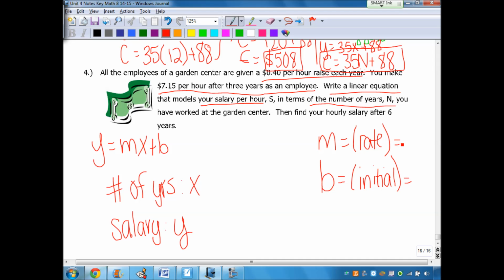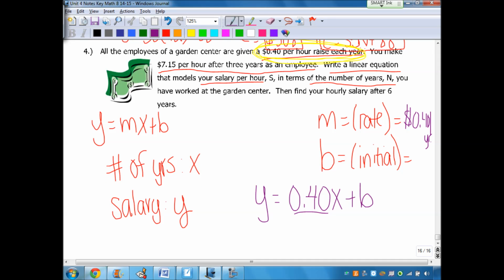Okay, so our rate is given to us in the problem. Sometimes it tells us, sometimes it doesn't. But if you look right here, it says all the employees of a garden center are given a 40-cent per hour raise each year. So every year you get 40 extra cents. So what we're going to say is that our rate is 40 cents per year, because every year, again, you get a raise of 40 cents. So we would say y equals 0.40x plus b, because the slope is 0.40.